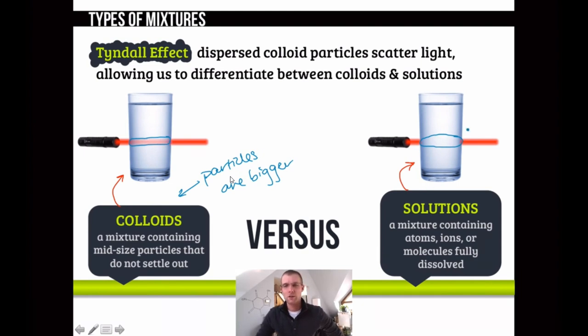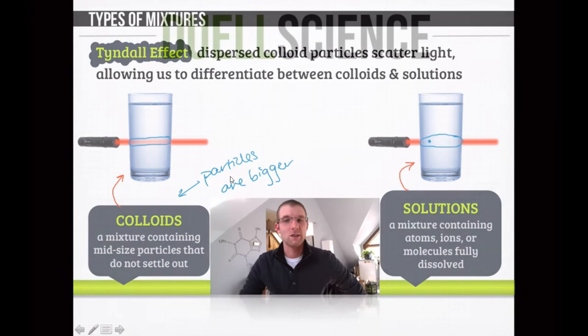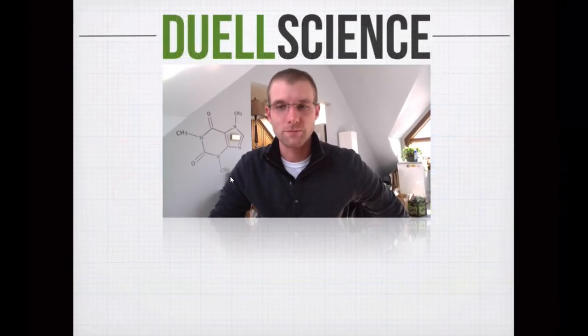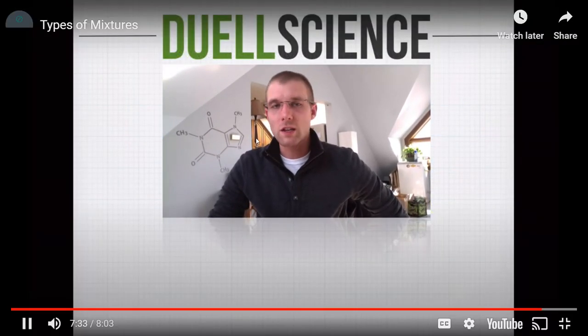Here, the particle size is so small, we're talking atoms, ions, molecules, that there's not enough particle in the way, if you will, to scatter that light. So we end up not seeing anything at all. So that's a little bit about type.